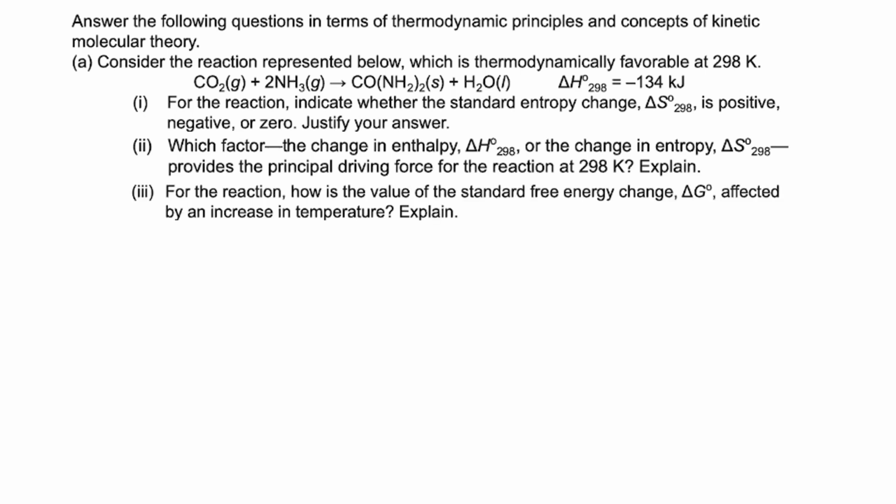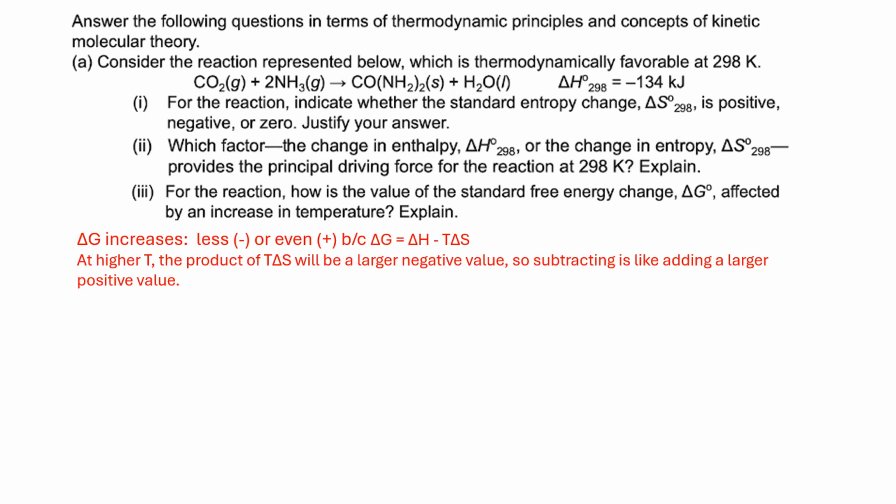All right, and then how is the standard free energy change affected by an increase in temperature? And then explain. All right, so since this is an exothermic reaction, if we increase the temperature and we have that negative delta S, we should see our delta G increase. In other words, become less likely to be spontaneous. So at higher temperatures, the product of T times delta S is going to be a larger negative value. So subtracting that is going to give our delta G a bigger chance to be positive.